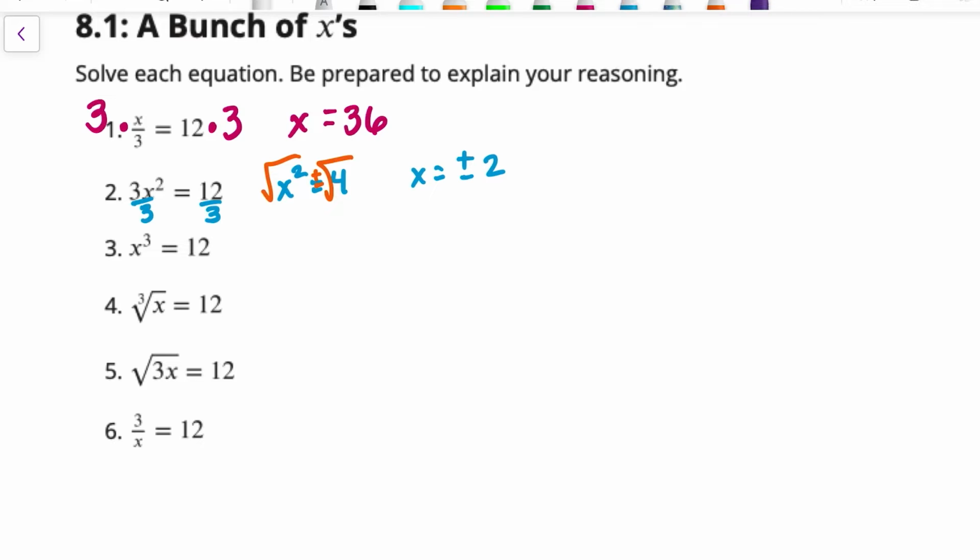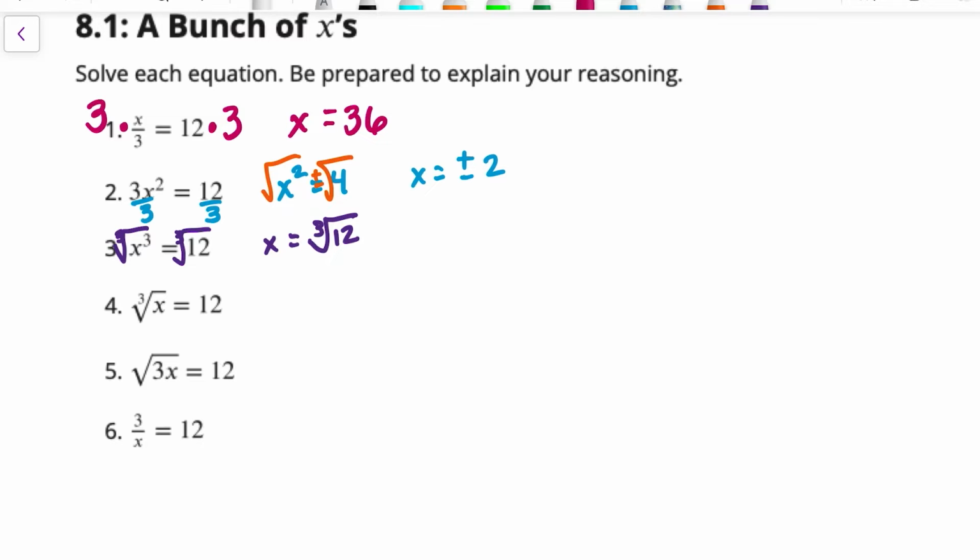Let's take a look at number 3. x cubed equals 12. So we undo a cube by taking the cube root of both sides. Now, when you have a cube root, you don't have to put the plus or minus. So x is equal to the cube root of 12, and that does not really simplify. You could plug that into the calculator and give an approximation if you want to.